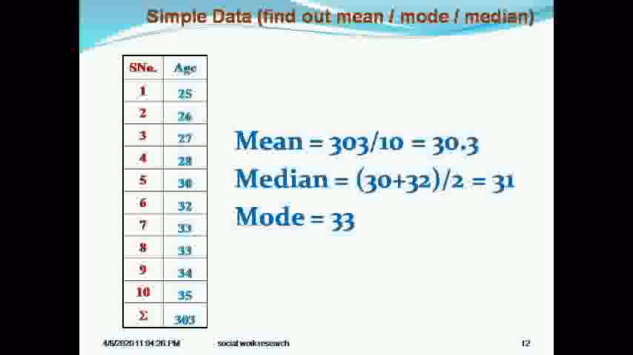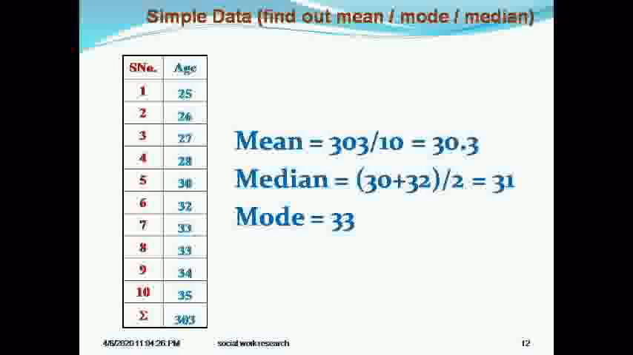Here I am giving you one example. In the slide you will see distribution of 10 observations. It is the age of 10 people arranged in ascending order. The lowest one is 25 years and the highest value is 35 years.